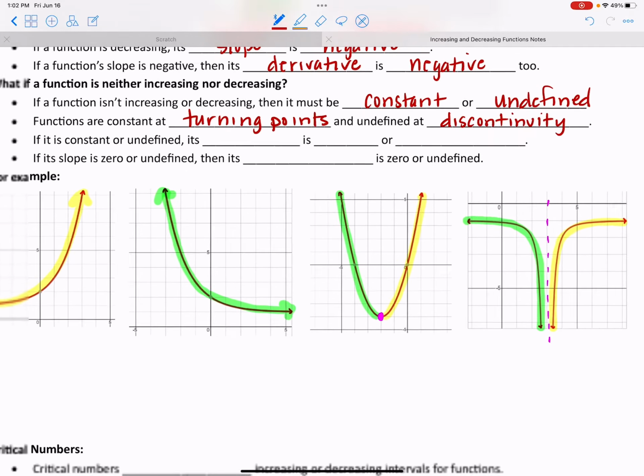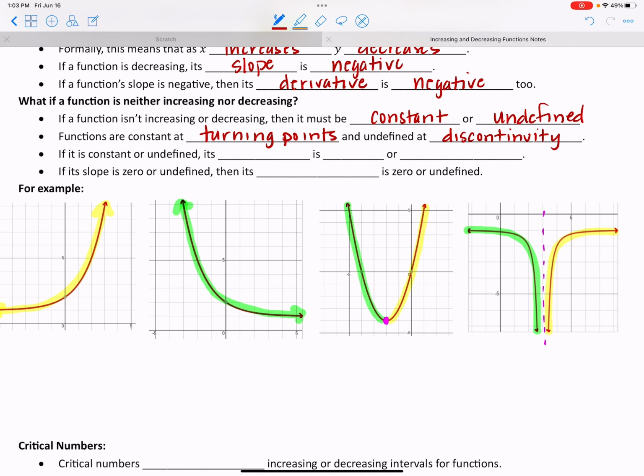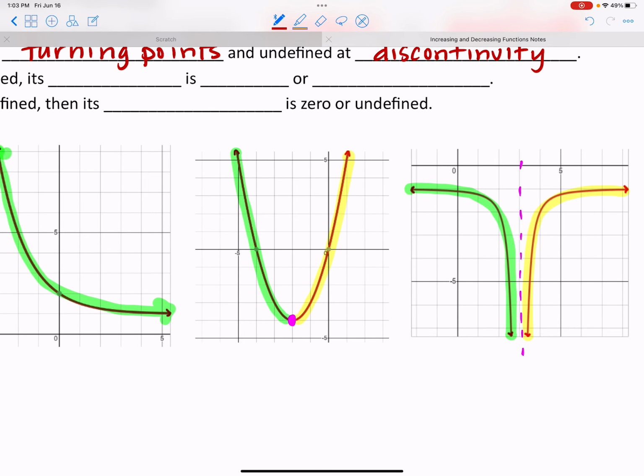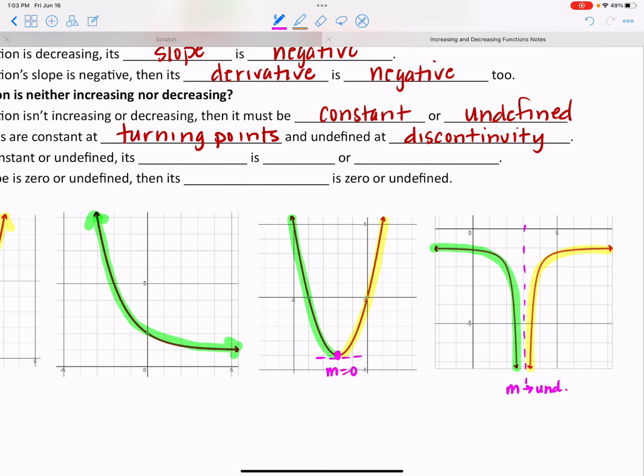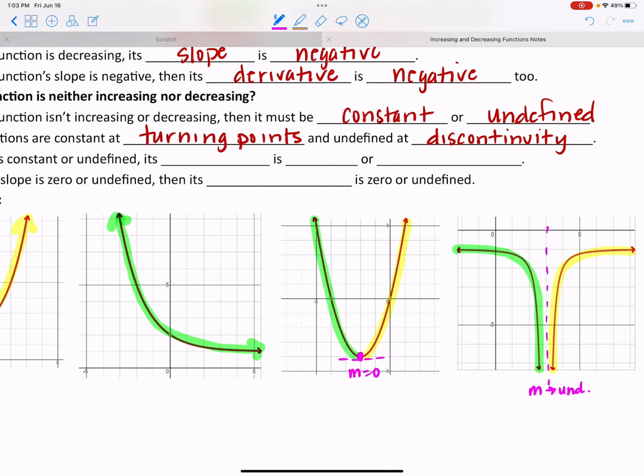Okay, so if our graph is constant or undefined, what is happening is we have either a slope that is 0 or a slope that is undefined. So at this first one here, at this turning point, again I said that this slope would have to be 0 here, and at this discontinuity we have no graph defined, so our slope would be undefined. So here our slope would be 0, and here our slope is undefined. So if we have a piece of graph that is constant or undefined, that means again our slope is 0 to be specific, and undefined.